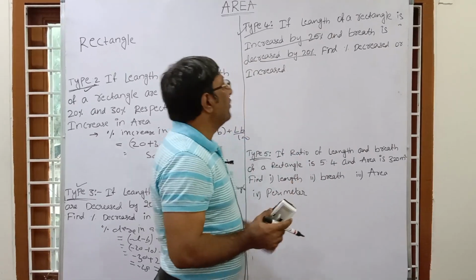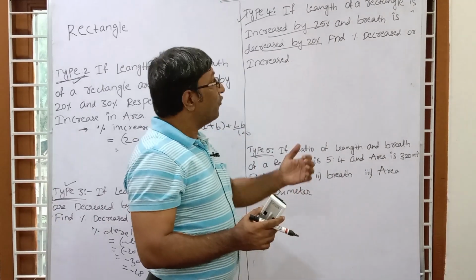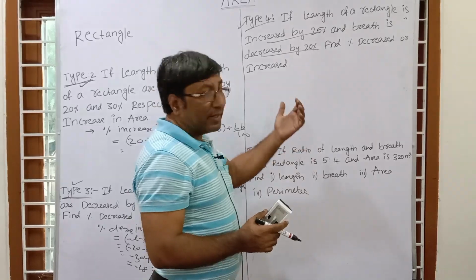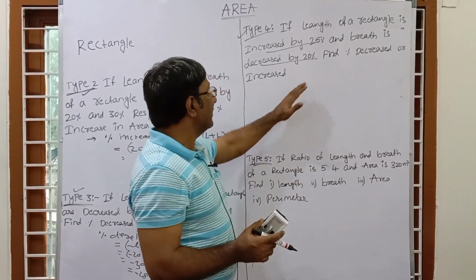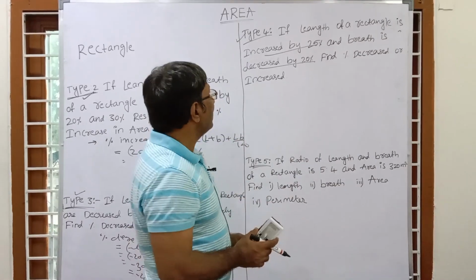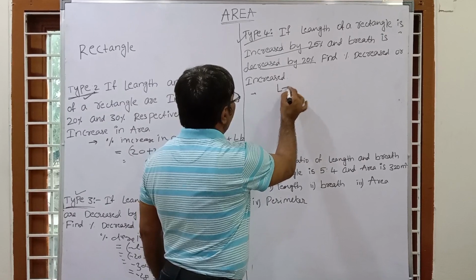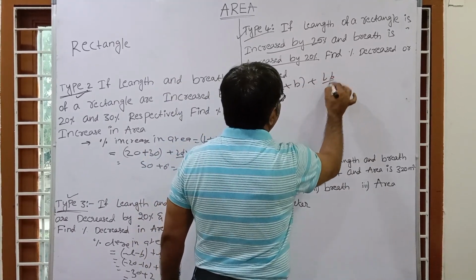This is a very important question because it is not clear. You have to find the percentage increase or decrease. The answer may be an increase, or it may be a decrease. You have to decide which is correct. For this type of question also, the trick is the same: L plus B plus LB by 100.